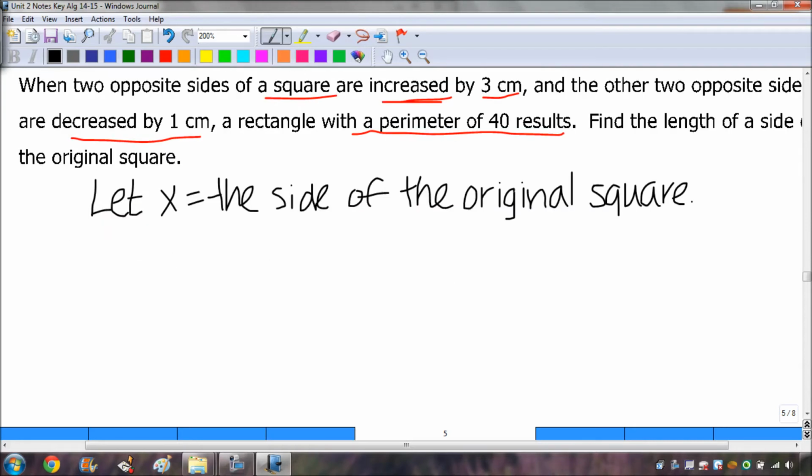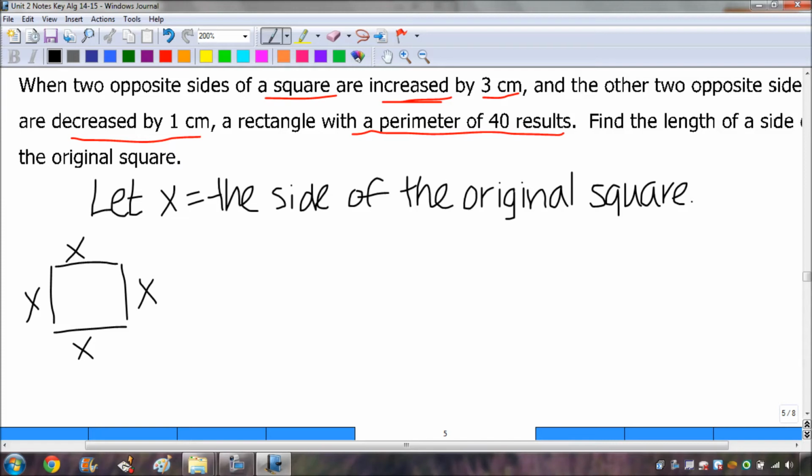Now, if you notice in step 3, it says to draw a picture. Drawing a picture actually would be very helpful for this because it's a geometry problem. Now, you know all the sides in a square are equal. So if one side is x, all the sides are x.